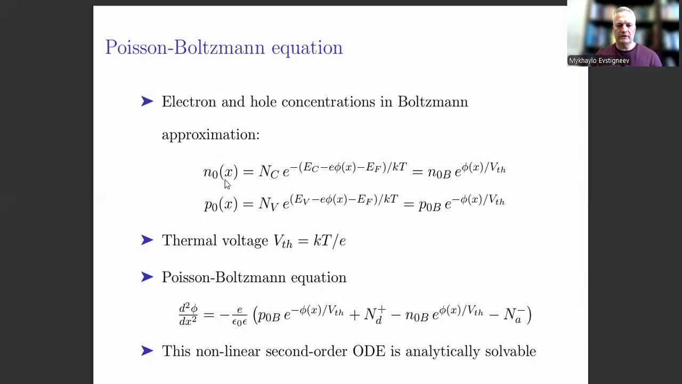So the local value of the electron concentration is the bulk value, N naught sub B, times exponential to the power phi of x divided by the thermal voltage V thermal. V thermal is the ratio of the thermal energy KT to the elementary charge E. And of course, the reason why I prefer to use the thermal voltage here instead of the thermal energy KT is because the letter E would be overloaded. It will have two different meanings.